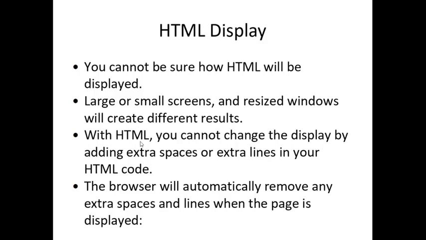So with HTML you cannot change the display by adding extra space or extra lines in your HTML code. Like, if I want some more space between two texts, then I can't just press 5 to 7 spaces in the code editor and expect it to look the same in the browser. The browser will remove all the white space and extra lines. The browser will automatically remove any extra space and line when the page is displayed.